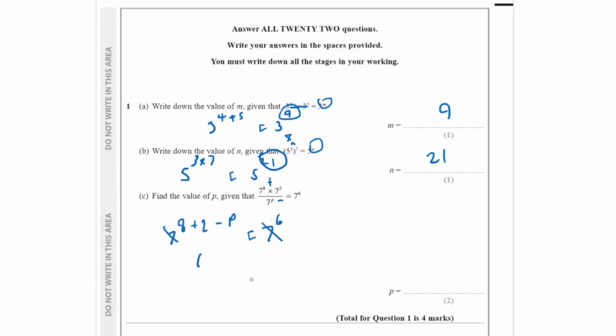So 8 plus 2 is 10 minus p is equal to 6. We bring p to the other side and 6 to the other side. So 10 minus 6 is equal to p. Therefore, p is equal to 4.